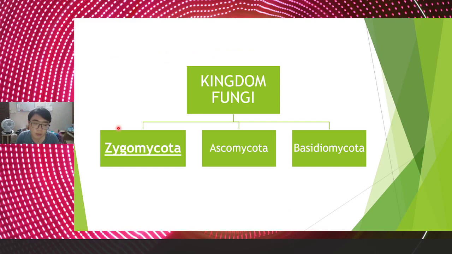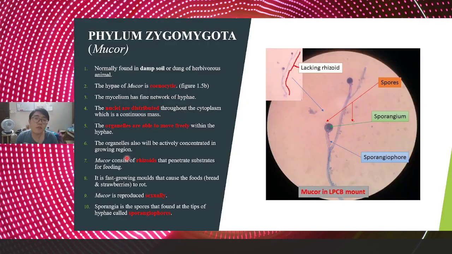Okay, for fungi, there are three major phyla. The phylum Zygomycota, phylum Ascomycota, and phylum Basidiomycota. But in the syllabus, we only learn Zygomycota. Okay. So for phylum Zygomycota, one of the example species is Mucor. Maybe you don't know Mucor, but you know bread.